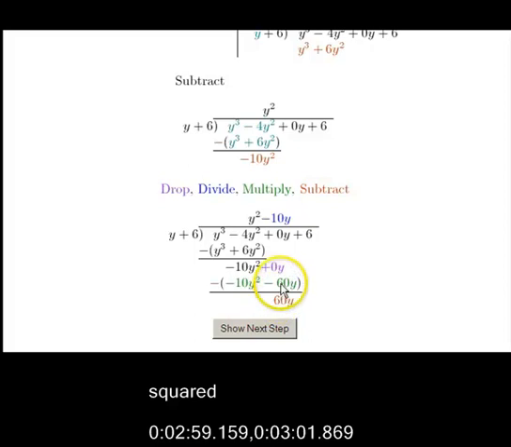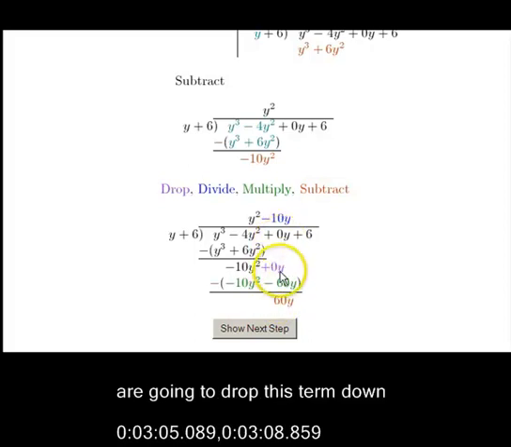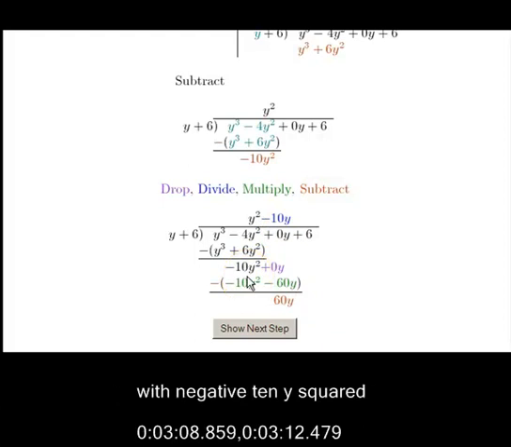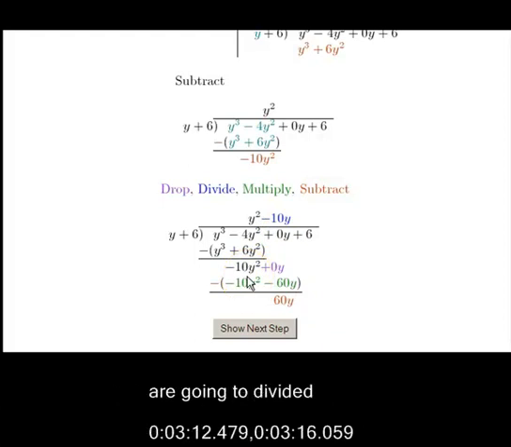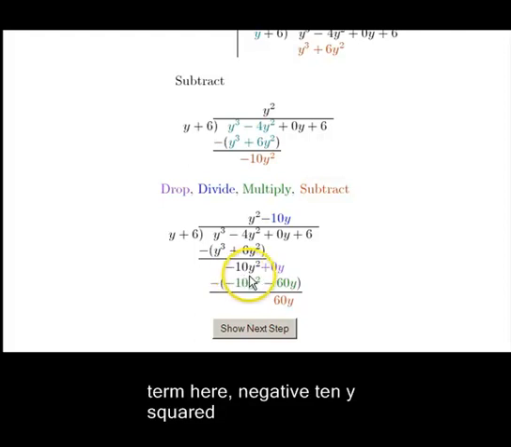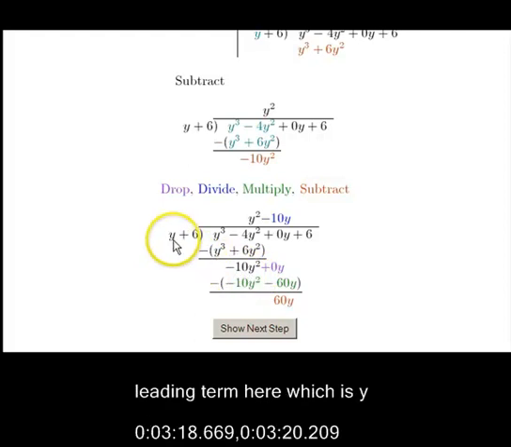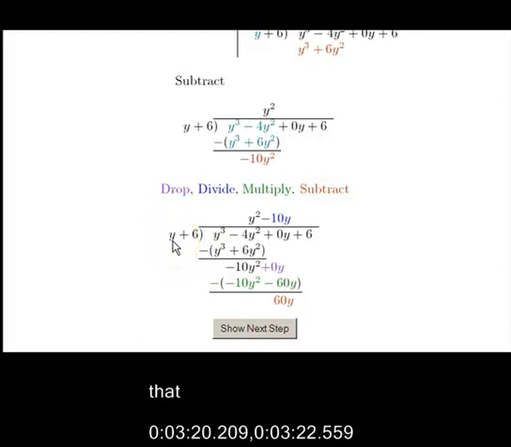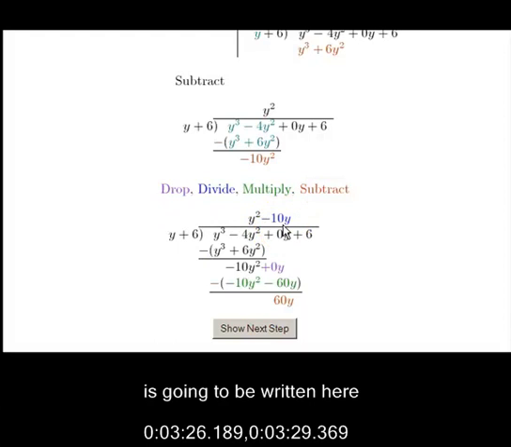So what we'll do next is we're going to drop this term down to be with negative 10y squared. And then we are going to divide the leading term here, negative 10y squared, by the leading term here, which is y. And when we do that, we get negative 10y, and that is going to be written here as the quotient.